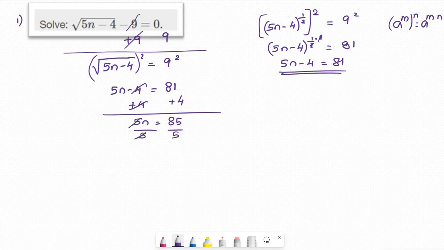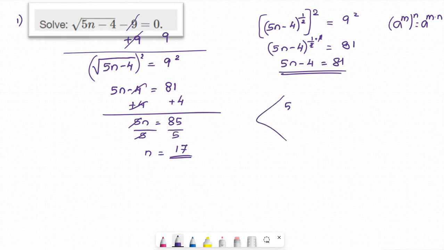This cancels out. So n is equal to 85 divided by 5, that is 17. So that is the value of the variable there. If you substitute n equal to 17 there, the given equation will be satisfied. And we can substitute that and verify it.